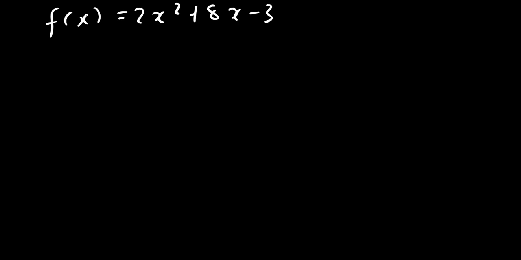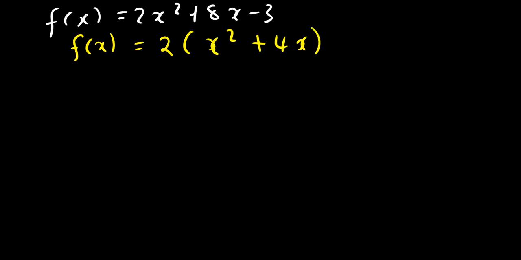We're going to factor out 2 from the x² and the x terms. So our f(x) will be equal to, when we factor out 2, x² plus 8 over 2, that is just 4x, like we did in the previous one, minus 3.